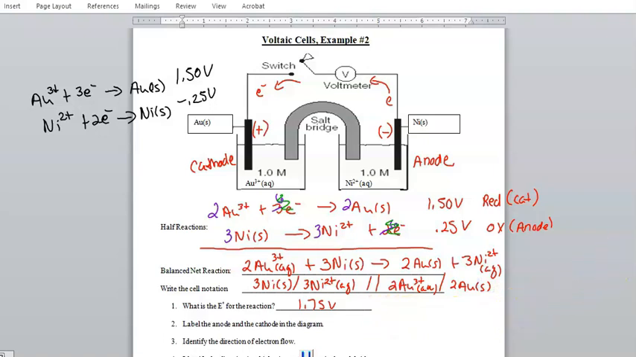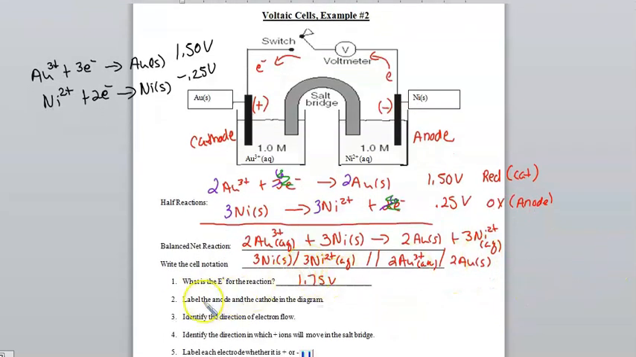All right. So it says label the anode, cathode, check. Identify the flow of the electrons. The flow of the electrons are always the anode to the cathode. Anode to the cathode. So in this case, they're going this direction, right? So they are going from the nickel side to the gold side, because this is gaining the electrons.